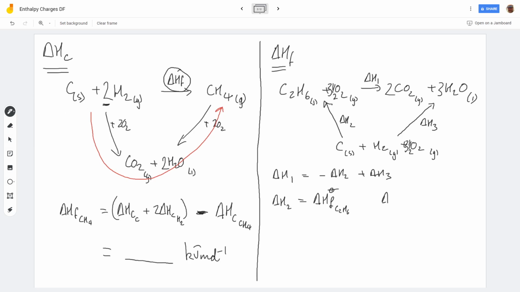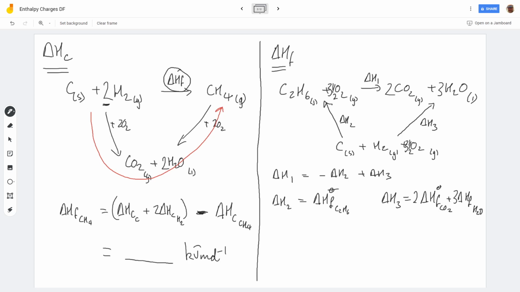and delta H3 equals the enthalpy change of formation of CO2. And because we've got 2 of them, we need to have 2 times that plus the enthalpy change of formation of water, and we're making 3 lots of that. Okay, so assuming we're given these values, you can work out what delta H2 and 3 is, and then bung them in here, change the sign of delta H2, add on delta H3, and there's your answer.